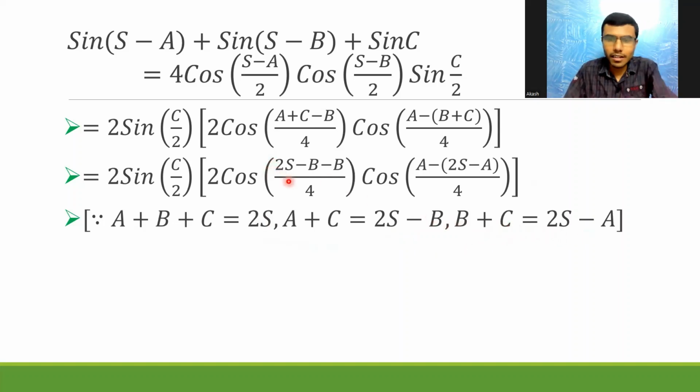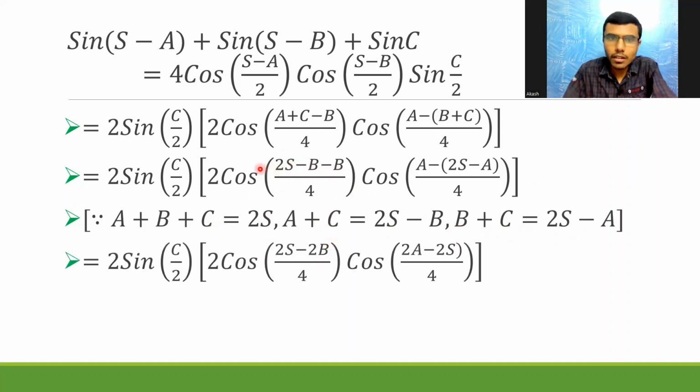Now, here minus b would be minus 2b, so this would be minus 2s minus 2b by 4. And if I multiply the minus here, I have minus 2s plus a. A plus a would be 2a. So that's why I have cos 2a minus 2s by 4. Okay. Now next. What has happened? I just kept one bracket extra, a bracket came extra. This you can just ignore. Fine. So 2a minus 2s by 4.